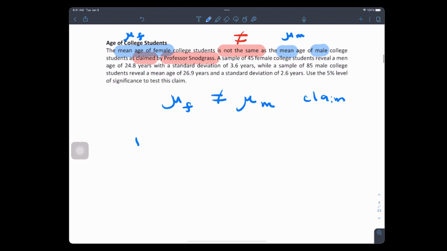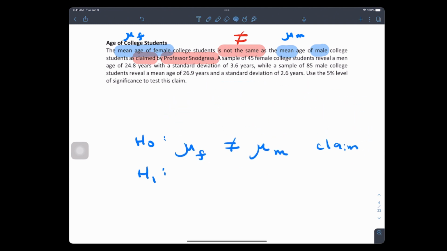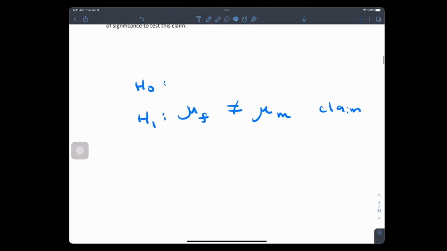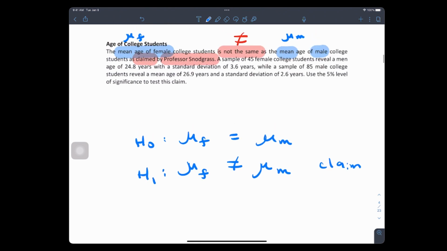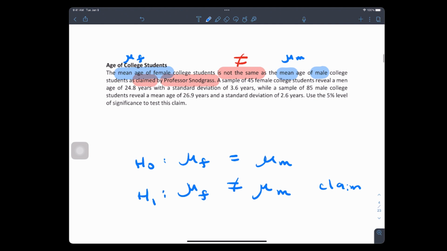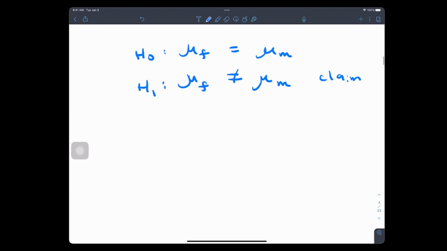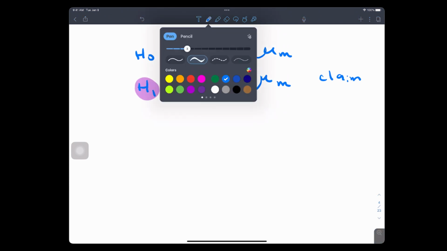Is that a null or is that an alternate? Where does that go? Alternate. Good. What's the logical opposite of that statement? Mu F equals. Good. Mu M. Okay, you guys okay with that? Now, of course, what kind of test is this? Two-tailed test.